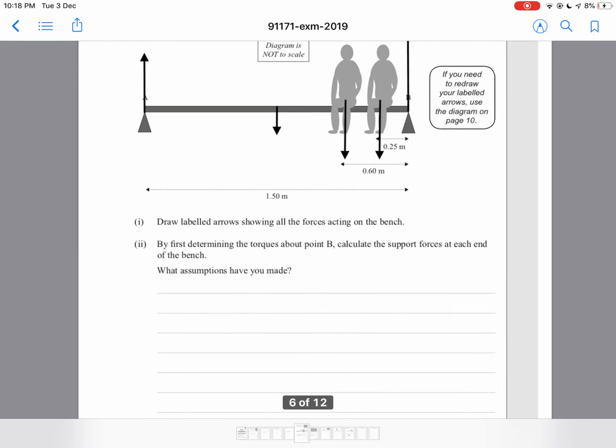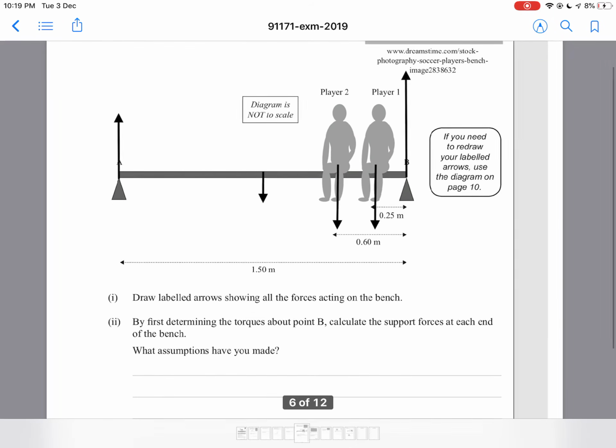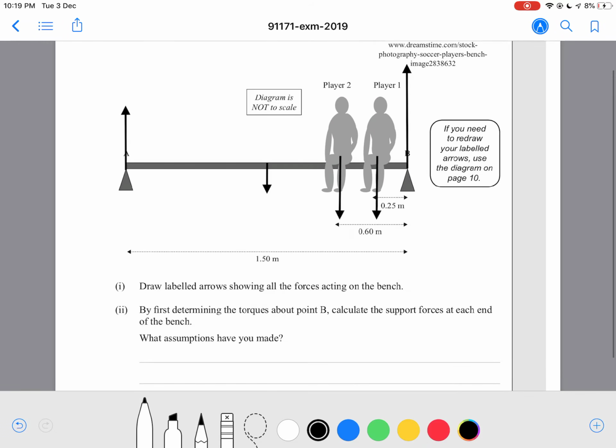Alright, that's for drawing. And now we have to determine the torques about the point B and then calculate the support forces at each end of the bench. So torque at support B, we know that torque equals force times distance. Therefore we have to find the total torque about B.